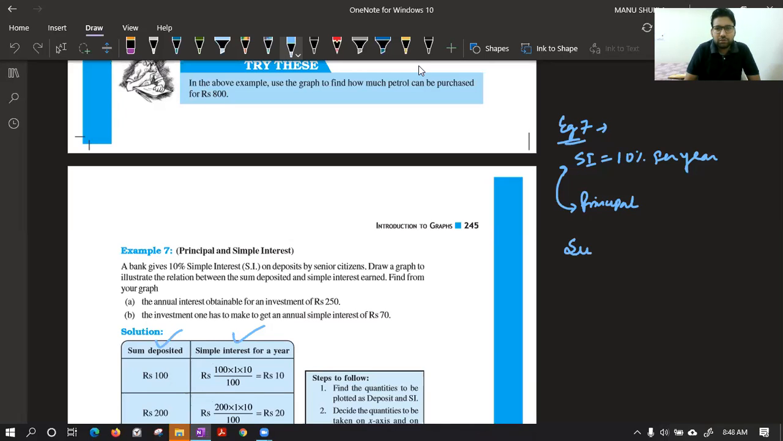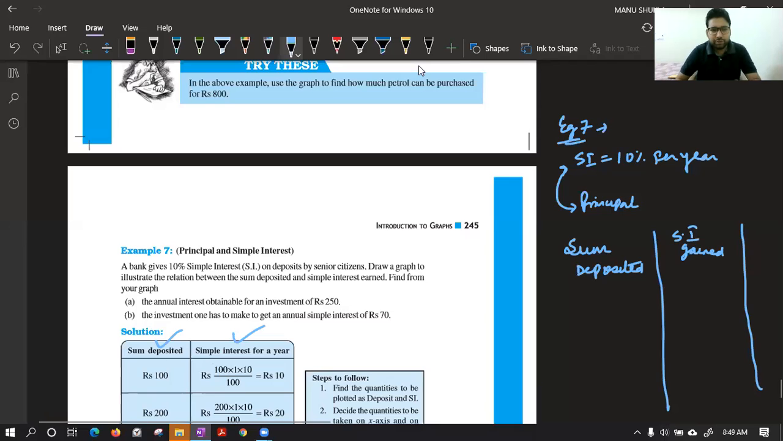So we will take the sum deposited. Then the second column, simple interest gained on that sum. And the third one is required only. That is fine. Let me erase this one.